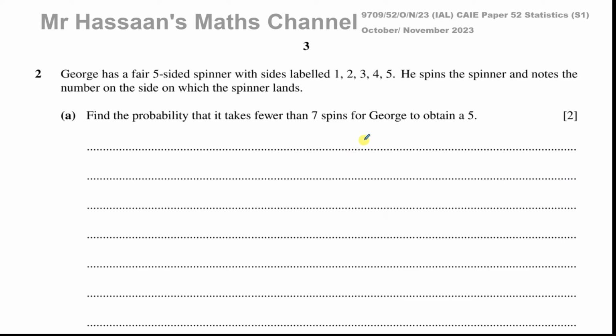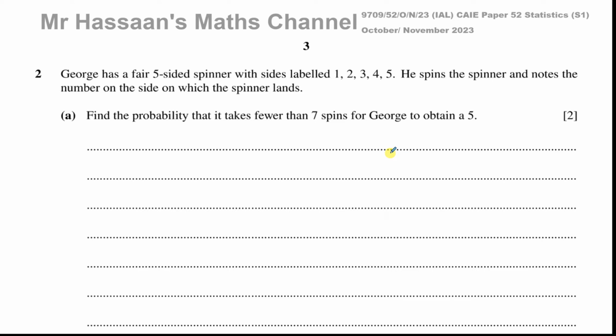So here we have an example of, again, discrete random variables. But this is a special kind of case of one. Here, basically, you have to find the probability that it takes fewer than 7 spins for George to obtain a 5.